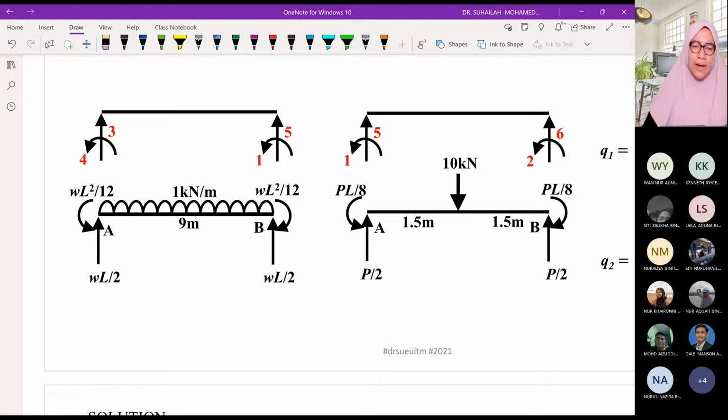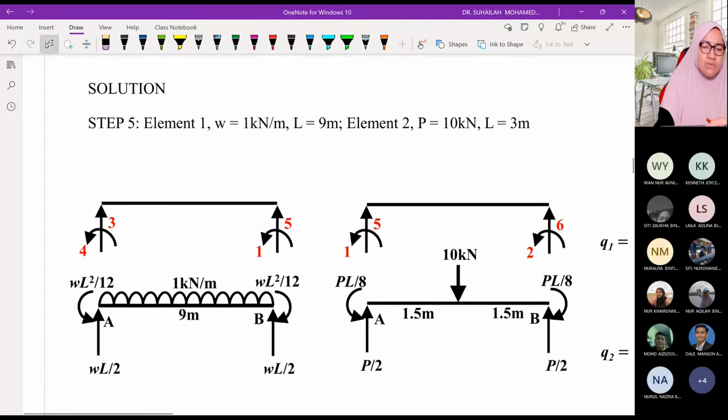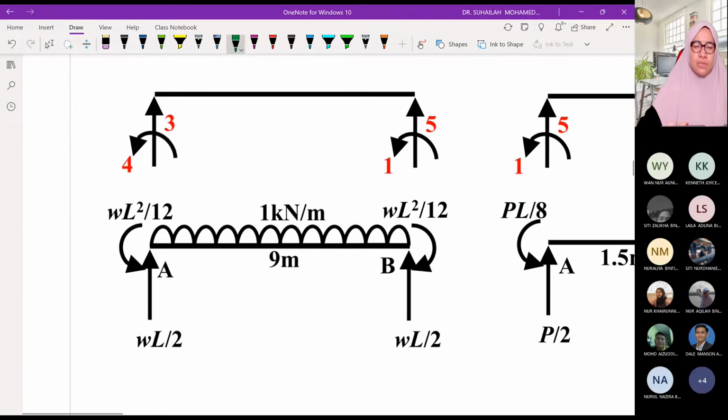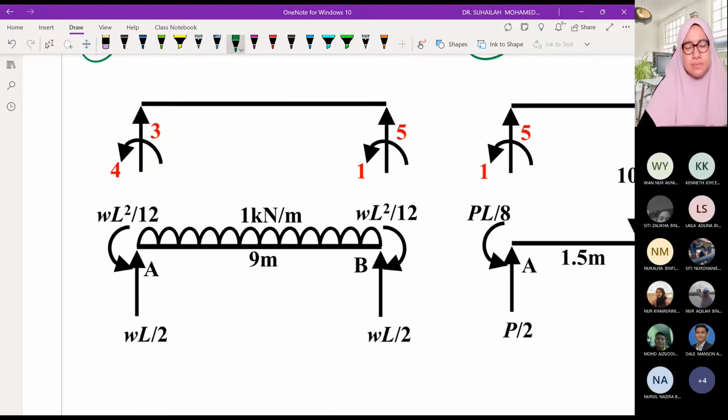Okay, kita draw two diagrams. So, ni yang number 1, number 2 lah. So, this is for element number 1. This is for element number 2. So, for each element, what you need to do is, we have to sketch these two diagrams. Okay, number 1, it is element number 1, member AB tu. Element number 1, member AB. Okay, and put the degree of freedom like this. 3, 4, 5, 1.